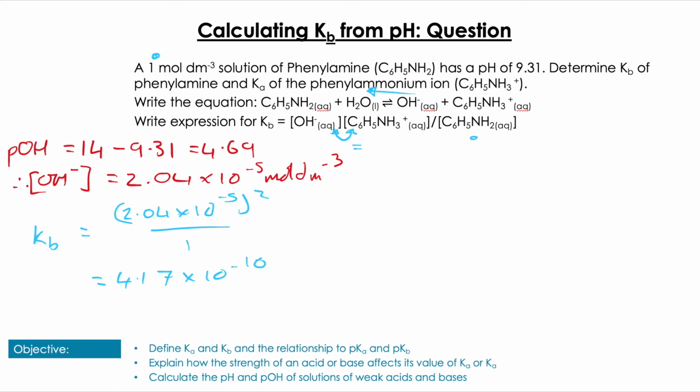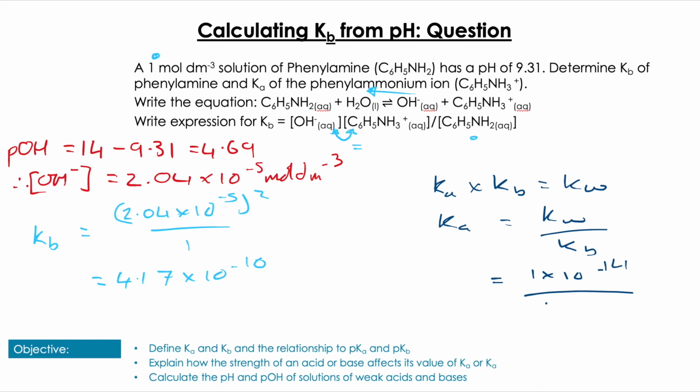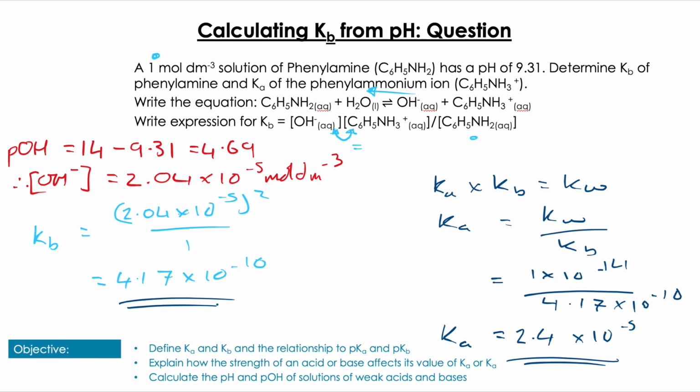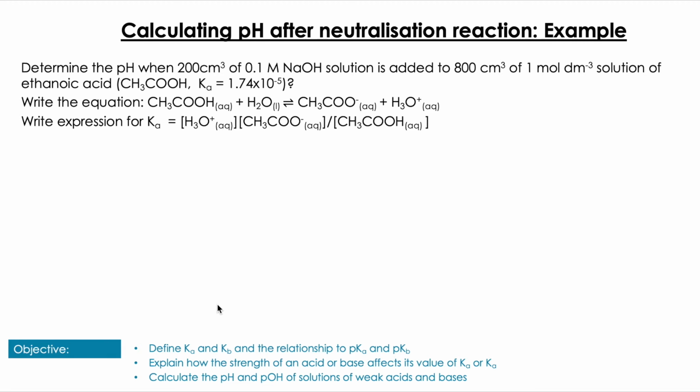Again, that's your heavy lifting done. Because to get your Ka, we can just use that relationship Ka times Kb equals Kw, rearrange to get Ka, Kw over Kb: 1 times 10 to the minus 14 over 4.17 times 10 to the minus 10, which gives me a Ka of 2.4 times 10 to the minus 5. Now I have my Ka and Kb. You're done now. Hopefully after this, you're starting to develop a little bit of understanding of the relationships between these, and if not, you will with more practice.